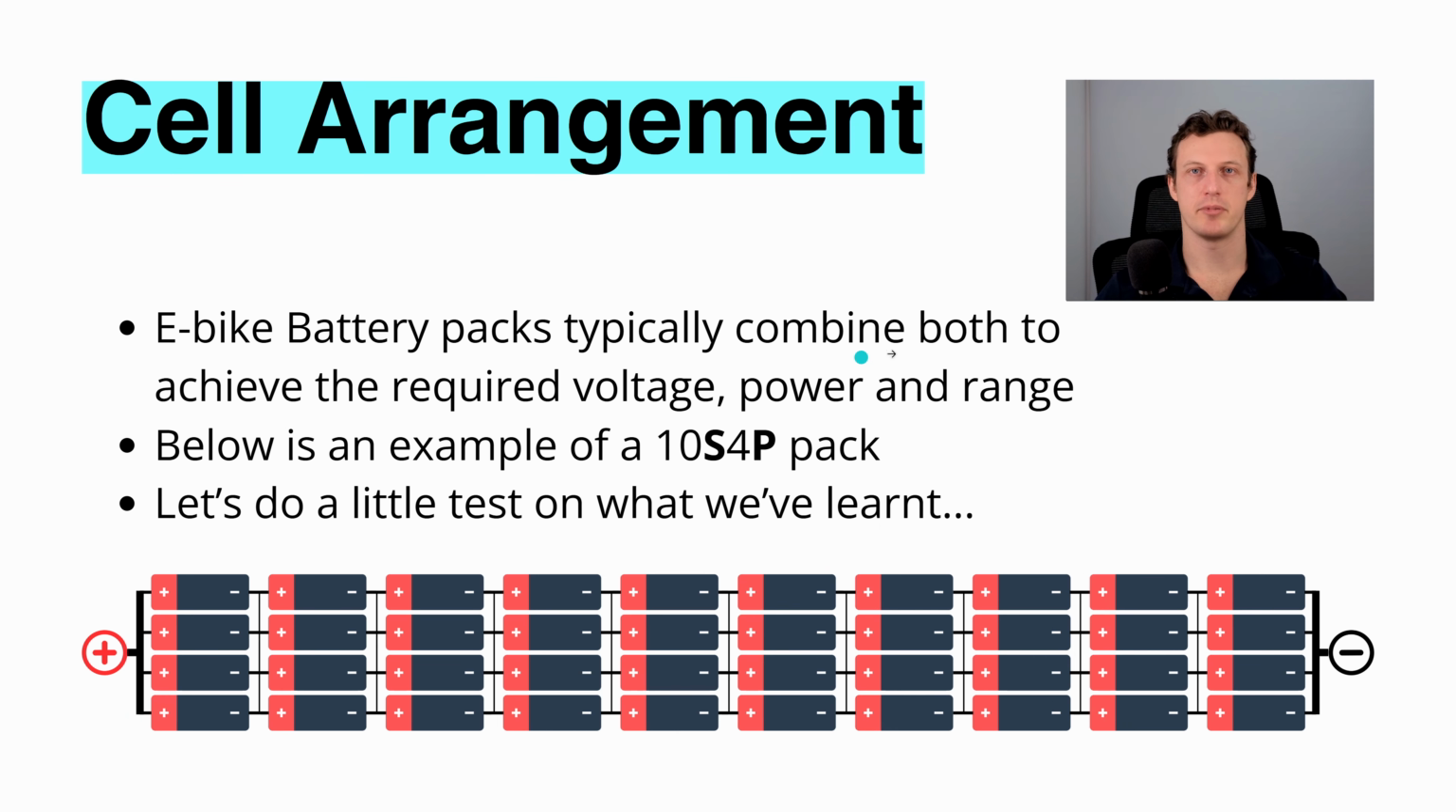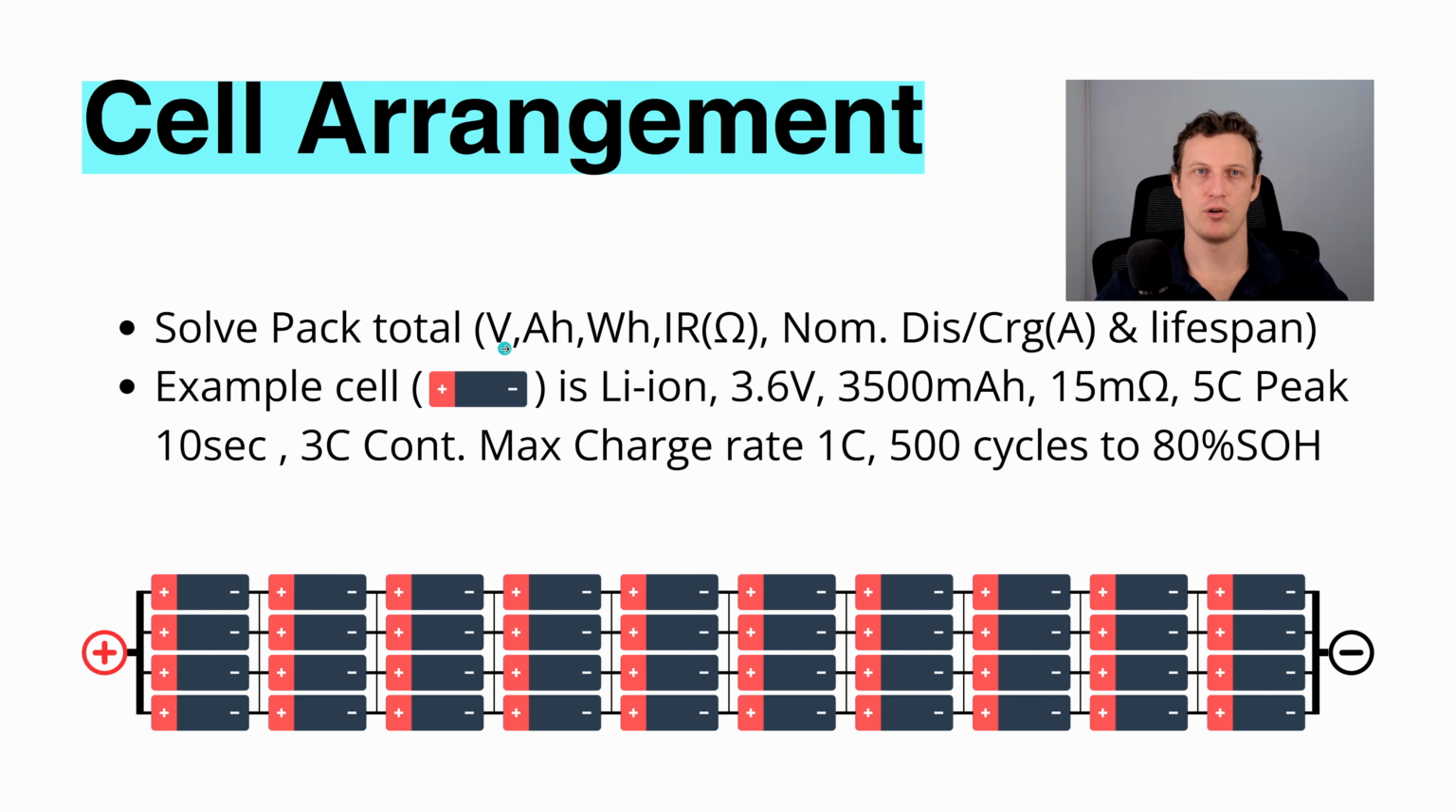E-bike battery packs typically combine both to achieve the required voltage, power, and range. Below is an example of a 10S 4P pack. So we have 4 in parallel, and we multiply that by 10 series groups. So let's do a little test on what we've learned. Let's solve for the pack's total voltage, amp hours, watt hours, internal resistance, nominal discharge and charge rate in amps, and lifespan.